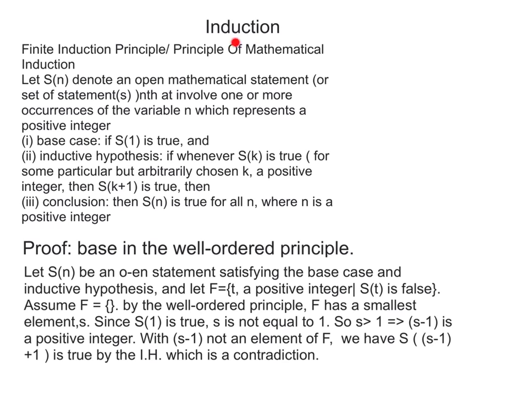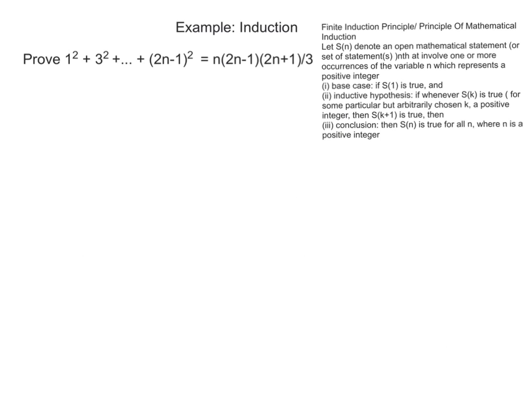I do plan to discuss this principle of mathematical induction to give you a better feel for what's going on, but first I want to show you an example, another way of giving you a feel for what's going on. So the example we will look at is: prove that 1 squared plus 3 squared plus up to the square of some odd number, 2n minus 1, is equal to n times (2n minus 1) times (2n plus 1) divided by 3. And here is the principle of mathematical induction just to remind you what's going on.